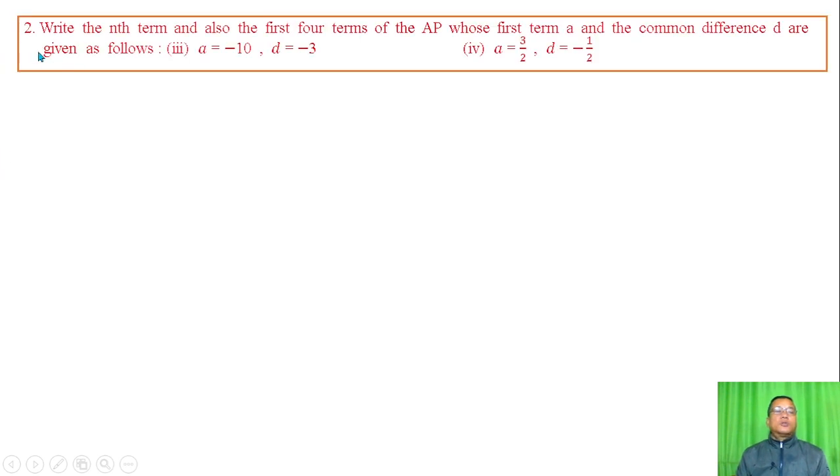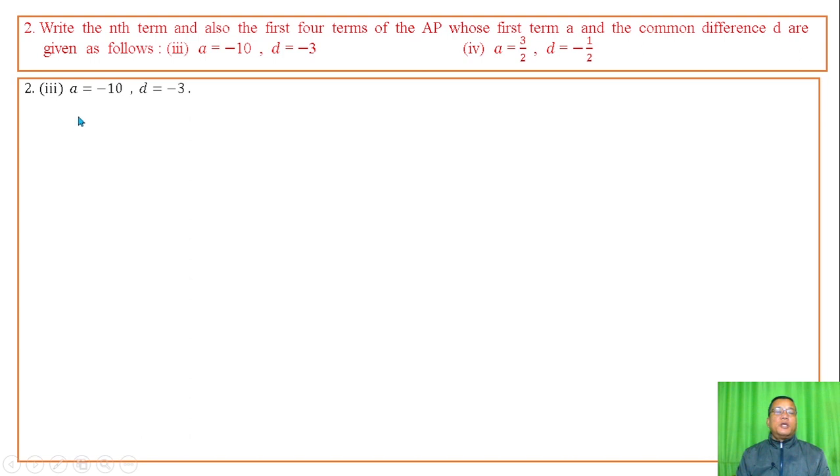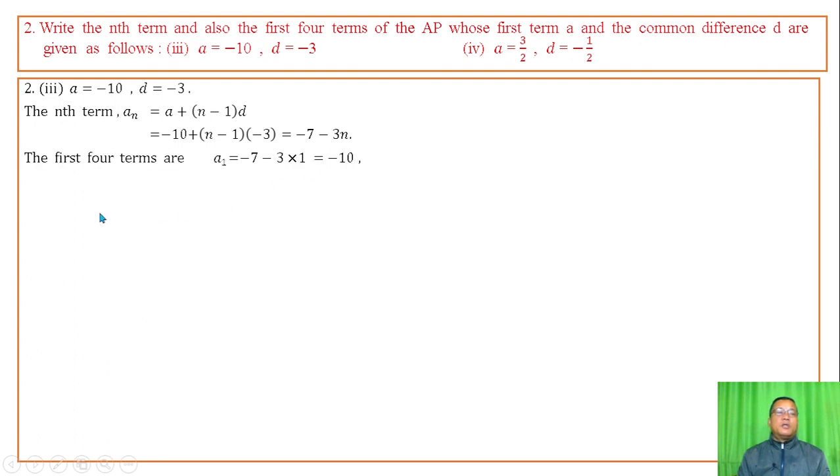For question number 2, Roman number 3, here a is minus 10, d is minus 3. The nth term a n is a plus n minus 1 times d. Putting the value of a as minus 10 and d as minus 3, we simplify to get minus 7 minus 3n, which is the nth term. The first four terms are obtained by putting n as 1, 2, 3, 4. That is minus 10, minus 13, minus 16, minus 19. These are the first four terms of the AP.